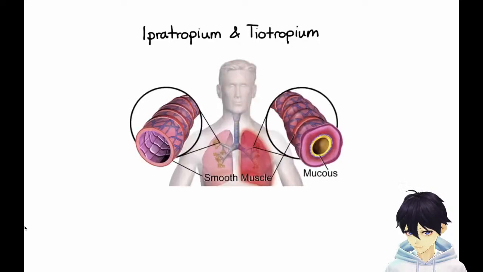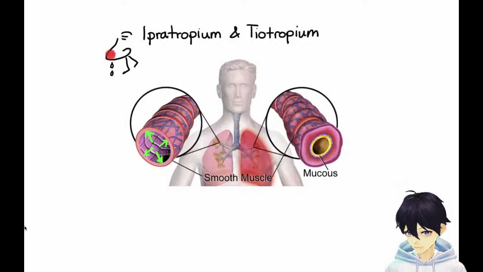This results in decreased contractility of smooth muscle in the lungs, which in turn leads to bronchodilation and reduction of mucus secretion. Tiotropium and ipratropium are administered by inhalation for maintenance treatment of bronchospasms in patients with COPD. Ipratropium also comes in a nasal spray formulation, which is often used for treatment of rhinorrhea, which is runny nose. The main difference between ipratropium and tiotropium is their duration of action.